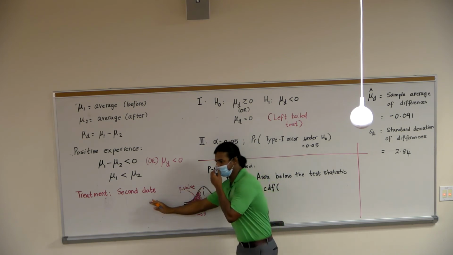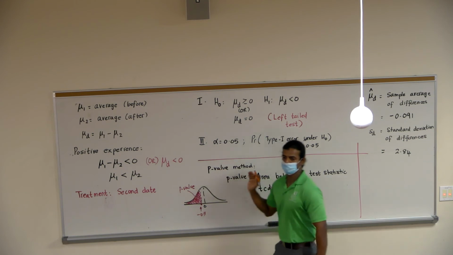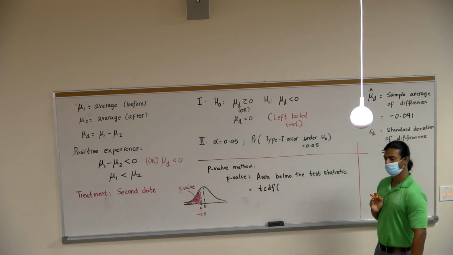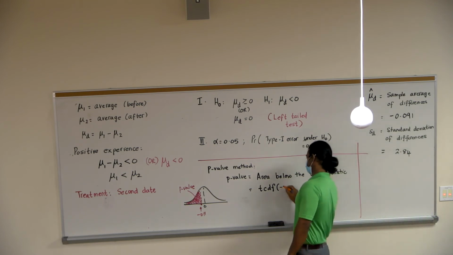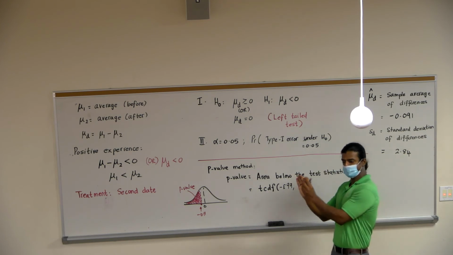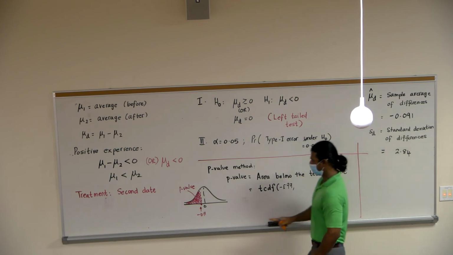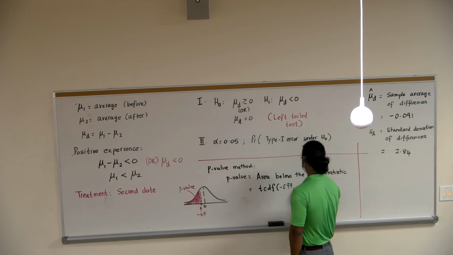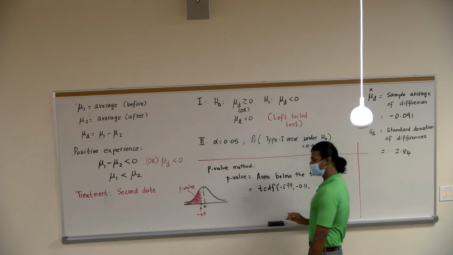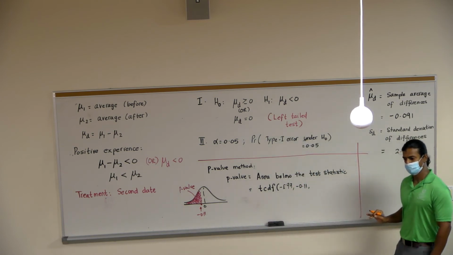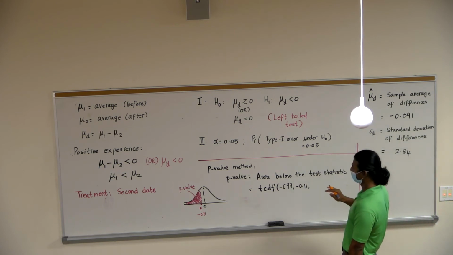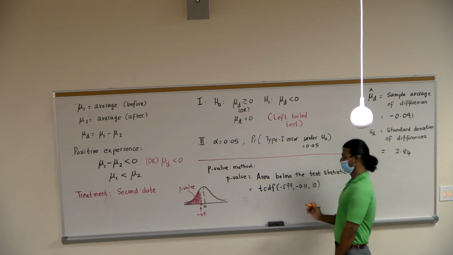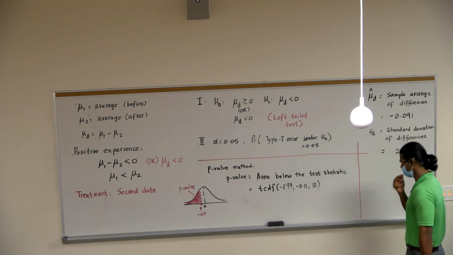Where does the area start? In other words, the lower bound for the area. Negative infinity, which is negative E99 in your calculator. Where does the area end? The area ends at negative 0.11. What goes next? The degrees of freedom, and what do we have? 10. Because it is n minus 1.